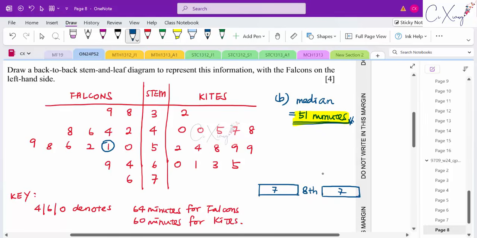Now to find Q1, the lower quartile, it is basically the median of these 7 numbers. So what is the median of these 7 numbers? The center value will be the 4th. So again, you start from the first number here and count to the 4th number: 1, 2, 3, and 4. So this particular value is 44. So your Q1 should be equal to 44 minutes.